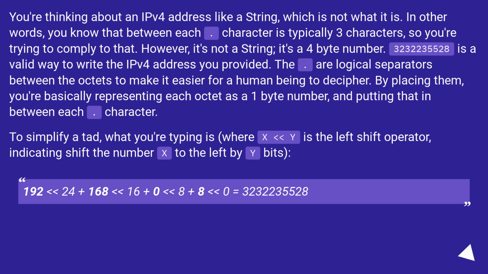To simplify a tad, what you're typing is, where x << y is the left shift operator, indicating shift the number x to the left by y bits: 192 << 24 + 168 << 16 + 0 << 8 + 8 << 0 = 3,232,235,528.